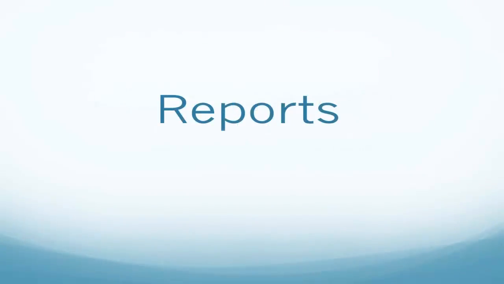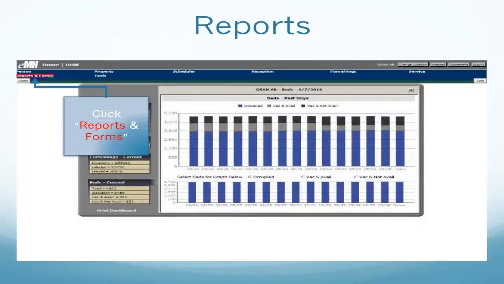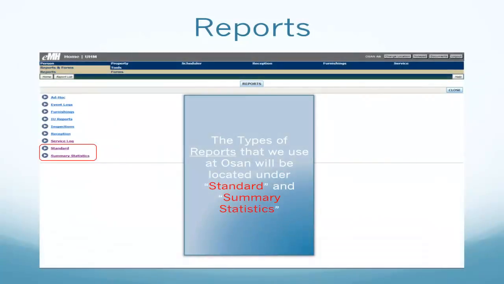This section will cover reports. Click on Reports and Forms. As an ADL, you will have to run different types of reports. The type of reports that you will need can be found under Standard and Summary Statistics. We will first take a look at Standard reports, then move on to Summary Statistic reports.